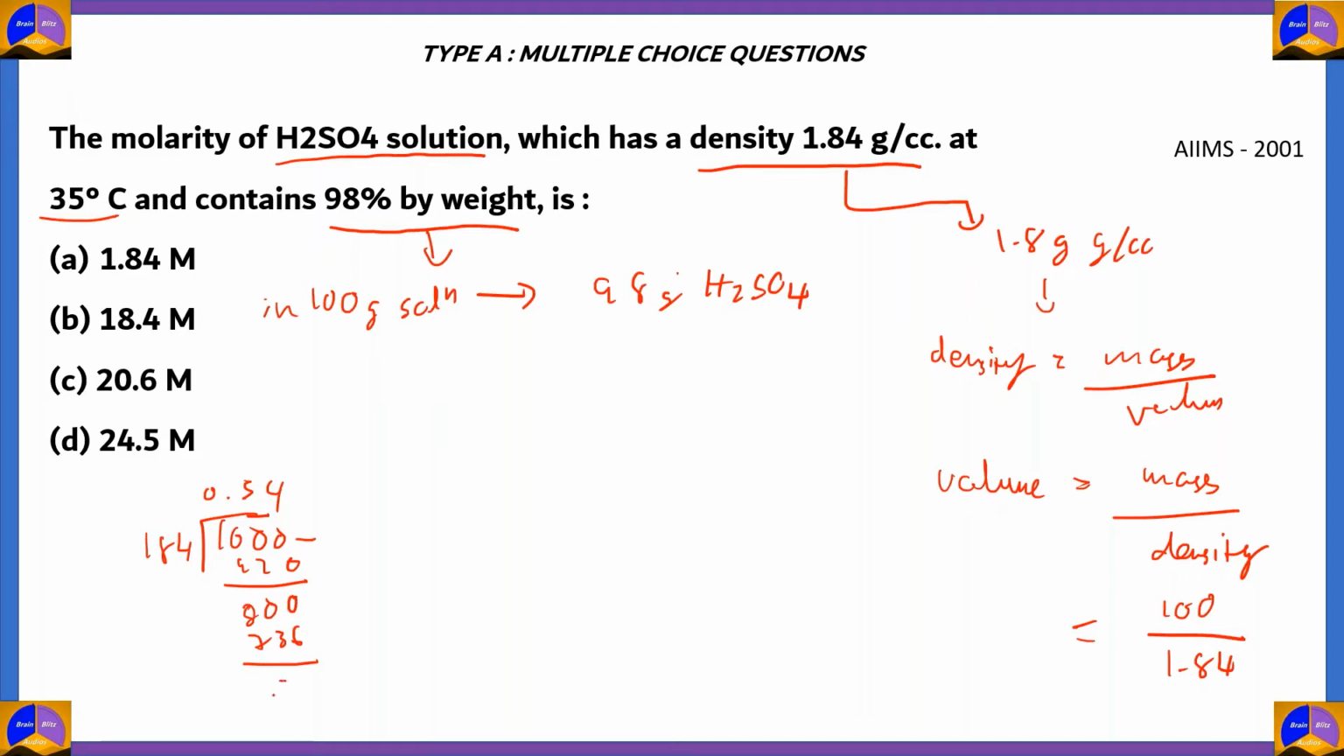After our calculations on division, we get our quotient as 0.5434 when we divided 100 by 184. But since we divide 100 by 1.84, we'll get the volume as 54.34 cubic centimeters.